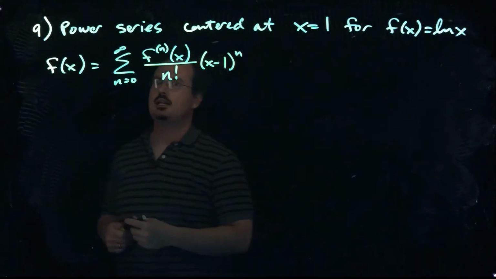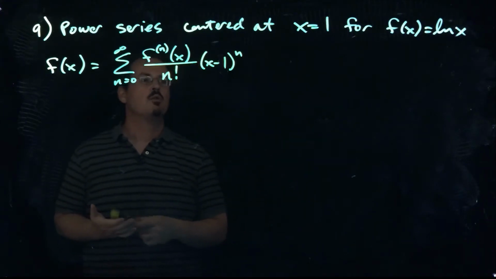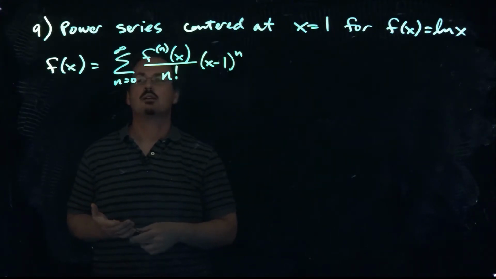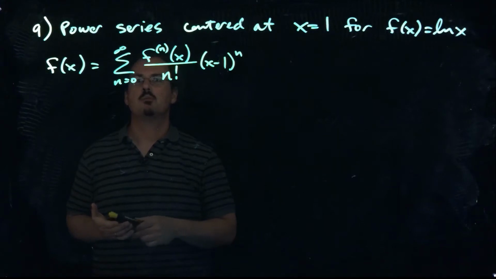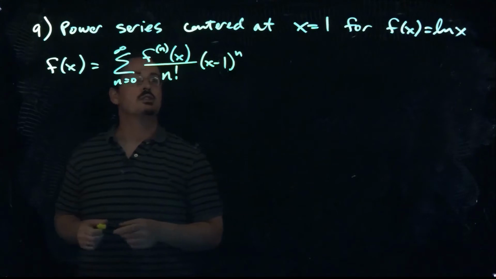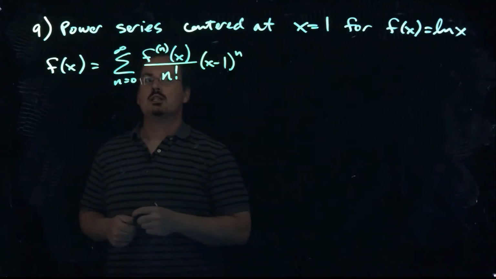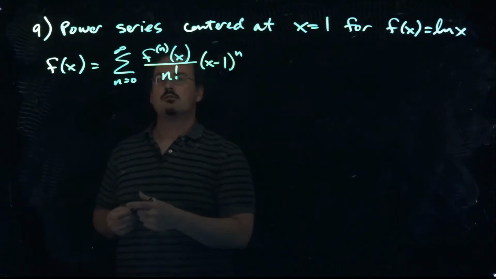Here on problem 9 from the practice exam. We're asked to find a power series that is centered at 1 for the natural log of x function. So we need to remember the formula for the Taylor expansion for a function. This is it right here, centered at 1. So what we need to do is find a formula for the nth derivative of x.